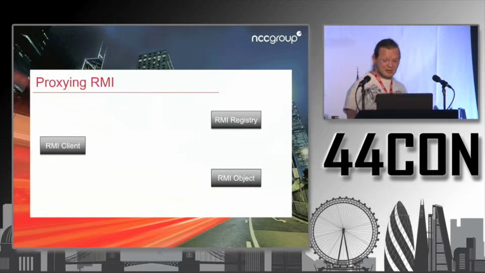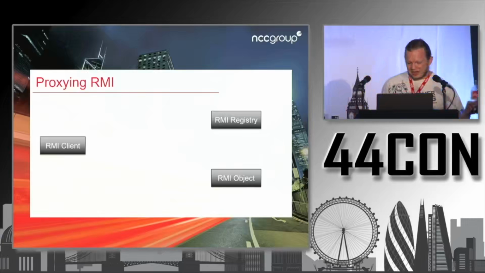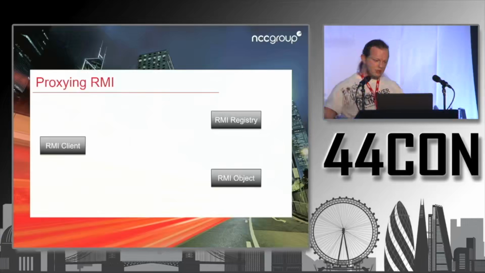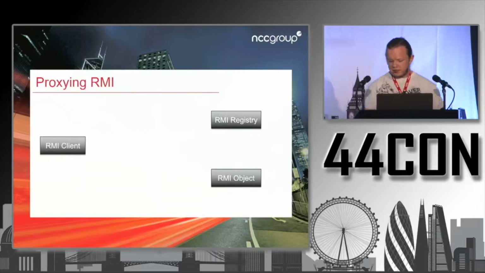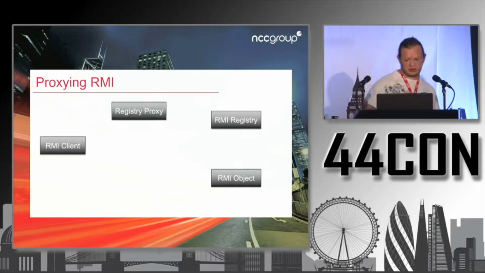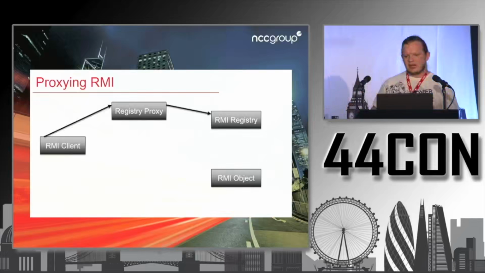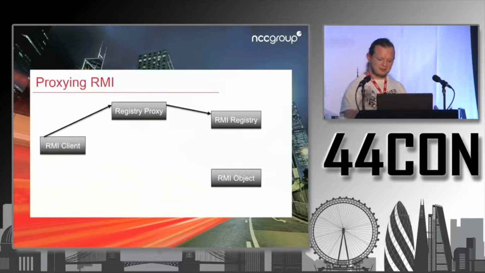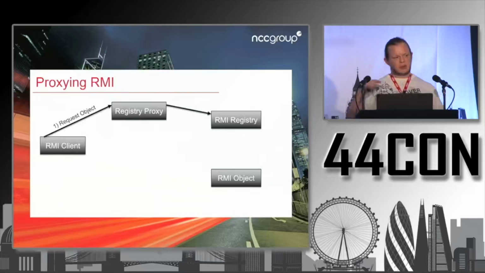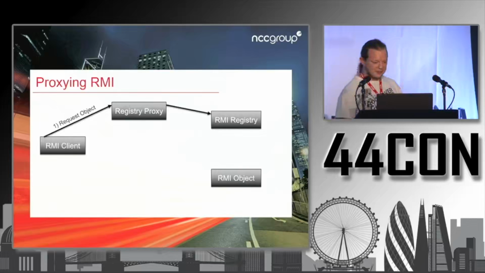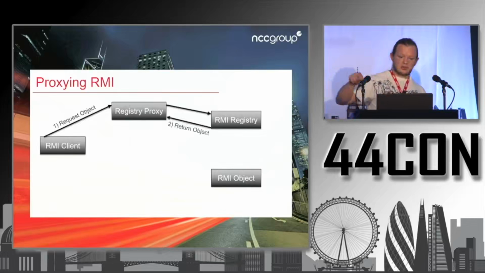So I've got a horrible diagram that explains what this code did. We've got an RMI client application on the left, remote RMI registry on the right, and then below that, remote RMI object. The first thing is we create a registry proxy, which is configured to directly connect to the RMI registry. We have our RMI client connect to the registry proxy. We then request a remote object through that registry proxy, which forwards the request on directly to the RMI registry, which then returns the object to the proxy.